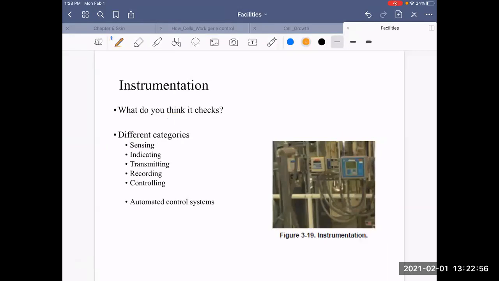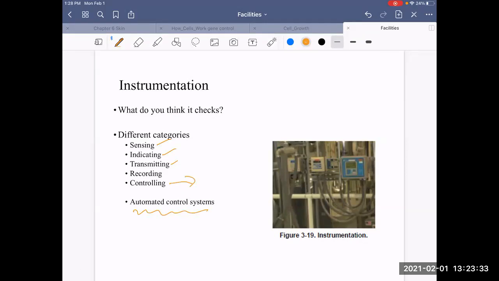Okay, so there's a lot of instrumentation that's used. There are engineers or technicians that understand how it works and they can control these systems. So there are systems that are going to check and sense things. They're going to indicate if something's wrong, transmit it to someplace else, and control it. A lot of it now they try to make automated, so somebody doesn't have to be sitting in there babysitting it all the time. The information will get sent to someone's maybe cell phone.